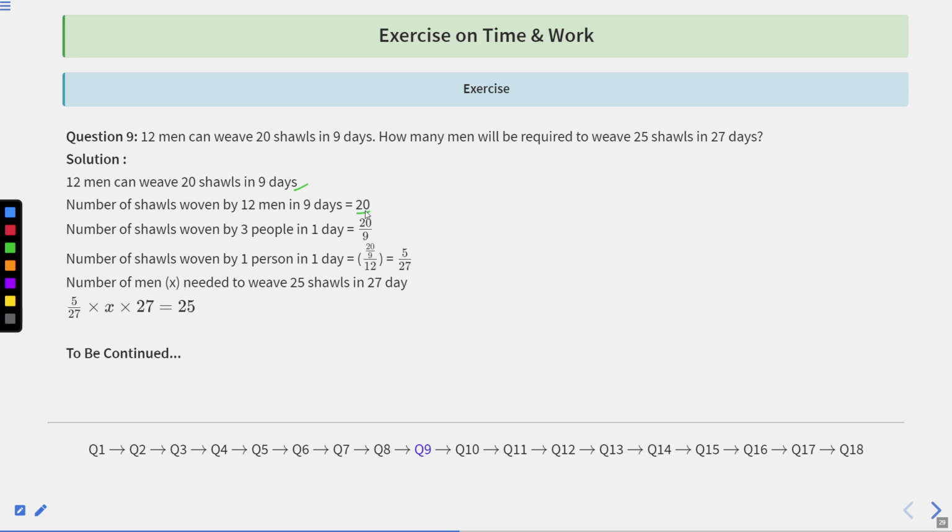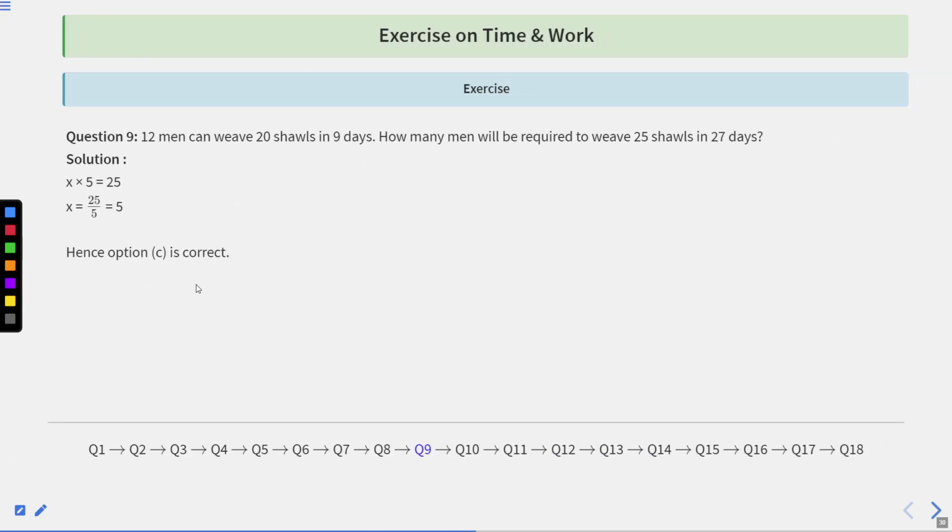So the number of shawls woven by 12 people in 1 day is equal to 20 upon 9. And the number of shawls woven by 1 person in 1 day is 20 upon 9 upon 12, that is 5 upon 27. So the number of men needed to weave 25 shawls in 27 days is 5 into x into 27 equal to 25. So x into 5 comes out to be 25. That means x is equal to 5. So the option correct here is option C.